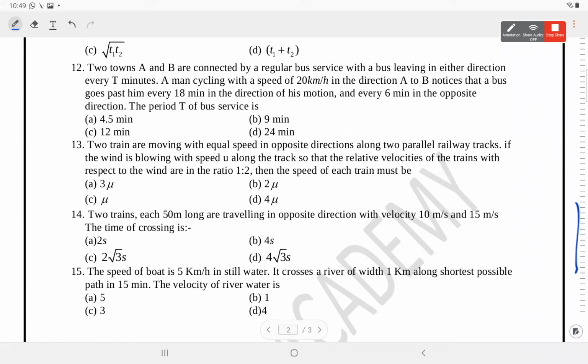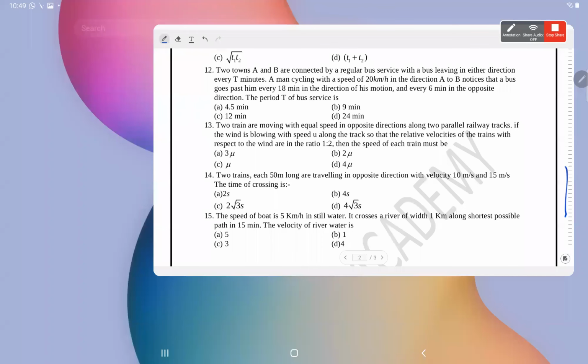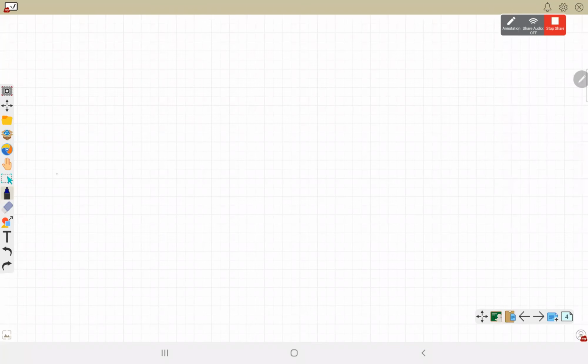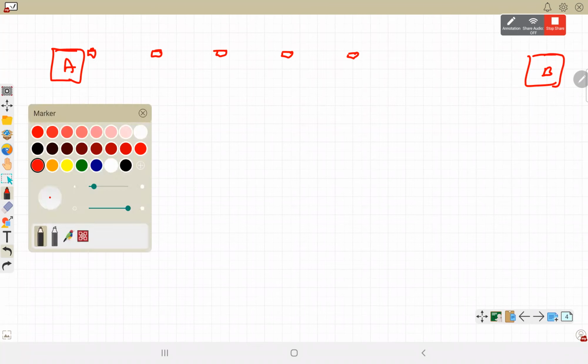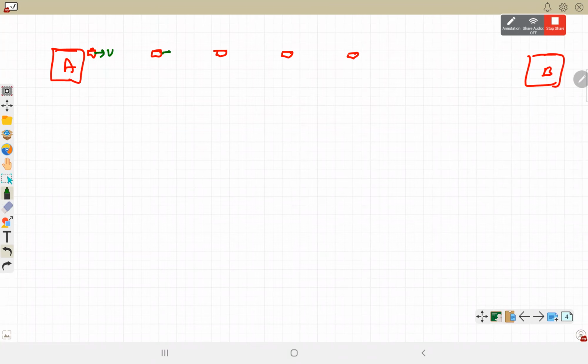The question seems very tricky when you see it theoretically only, but if you draw it in a diagram, the picture may be clear. There are two towns, A and B, and there is a regular bus service between the two towns, every T. Since every bus has the same speed, let's say this is bus 1, bus 2, bus 3, bus 4, and so on. There are so many buses, these are the buses from the side of A towards B. Each will have the same speed, and the distance between any two buses will also be the same. How much is that? V into T, because T is the time interval.